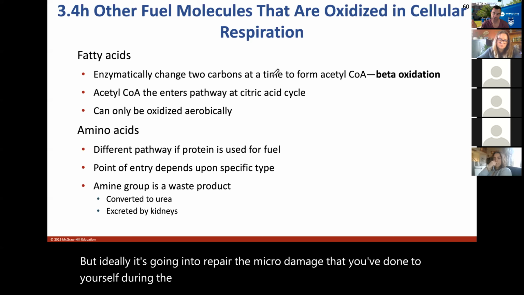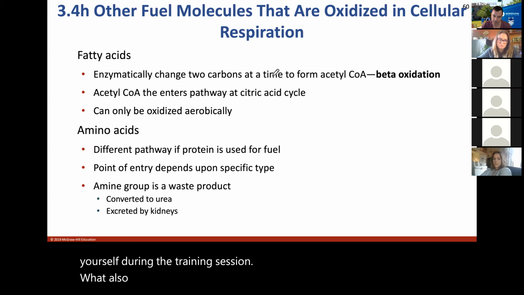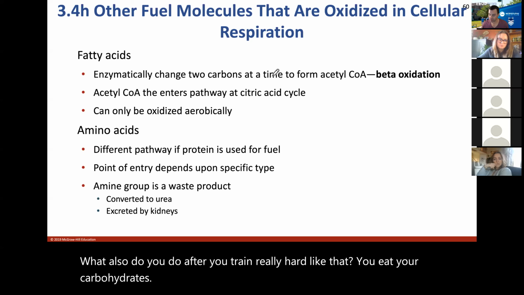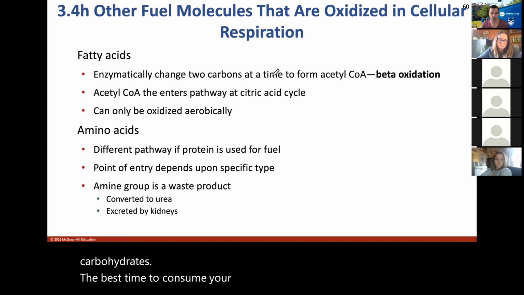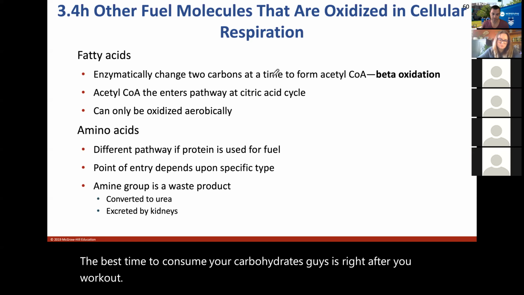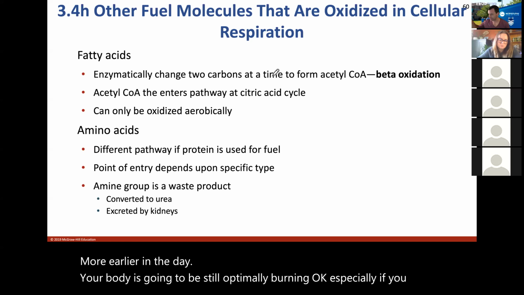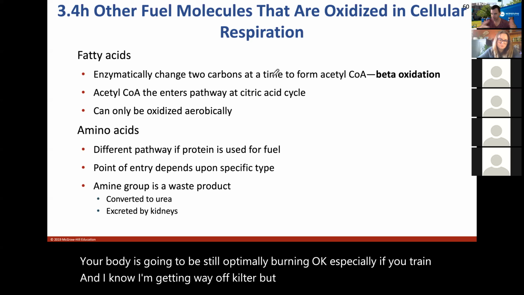What also do you do after you train really hard like that? You eat your carbohydrates. The best time to consume your carbohydrates, guys, is right after you work out. If you eat your carbohydrates earlier in the day, your body's going to be still optimally burning. Especially if you train. And I know I'm getting way off kilter, but this is fun stuff. This is how the body works for me.